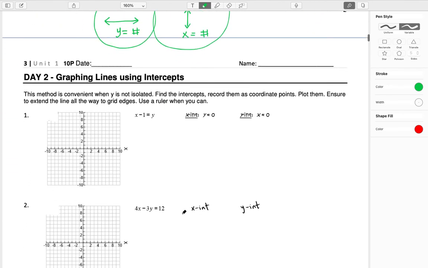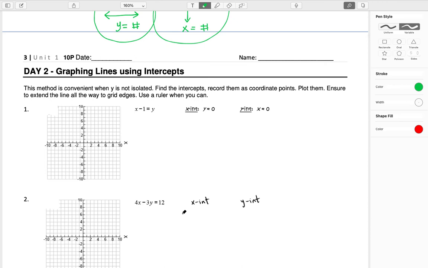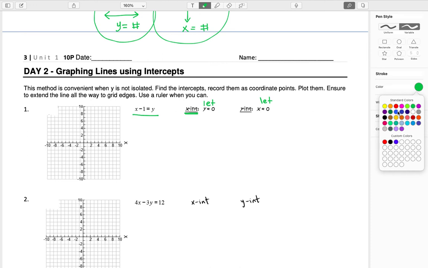Now let's go over day 2. We are now going to take a look at how to graph lines using the intercepts method. The intercepts method means that for the x-intercept we let y equal 0, and for the y-intercept we let x equal 0. The x-intercept is always on the x-axis, and the y-intercept is always on the y-axis. So we are given an equation here, and let's plug in the numbers.